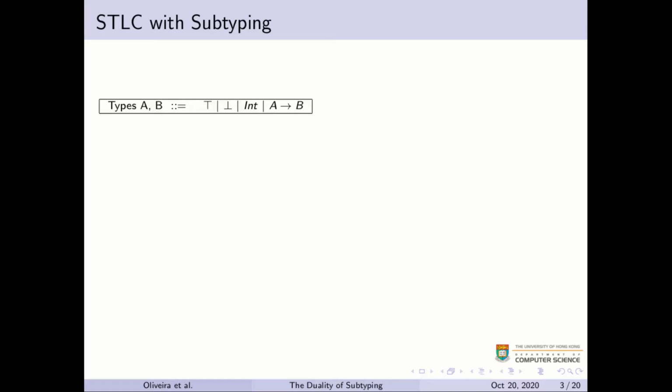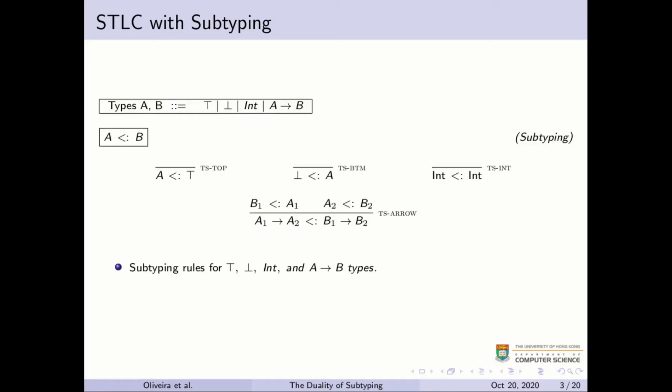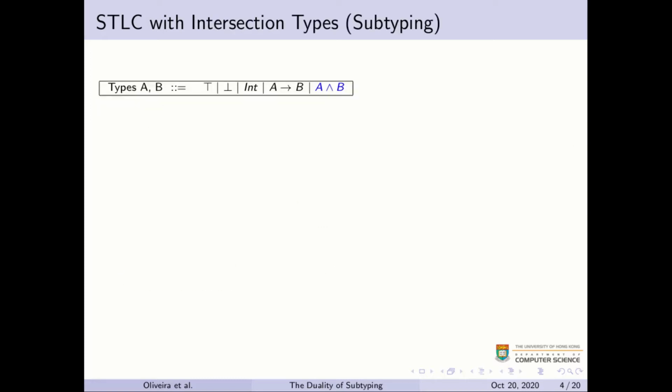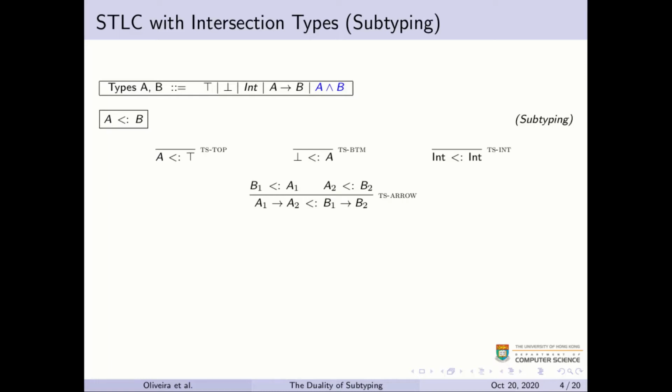So let's start with a traditional system. When we have a top type, a bottom type, integer type and the arrow type, we need 4 set of rules to form the subtyping for this system, that is ts top, ts bottom, ts int and ts arrow for the function types. What if we add more types in this system? When we add more types in this system, such as intersection types, we need more set of subtyping rules.